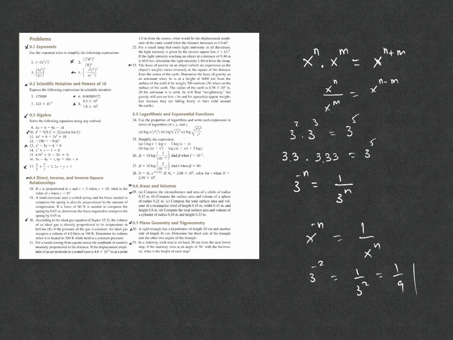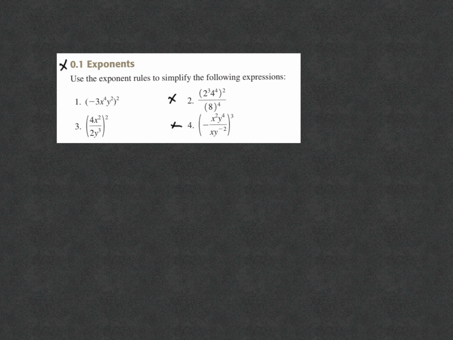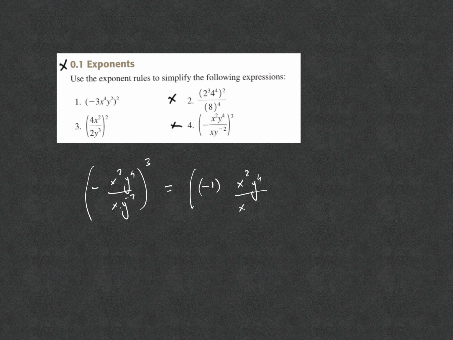Okay, let's do one of the problems. I don't know, maybe we'll do number 4. Minus x squared y to the 4 times x y to the minus 2, all raised to the power 3. First you have to see what the minus sign is. The minus sign is inside, so it is minus 1 times x squared y to the 4 times x y to the minus 2, to the power 3.